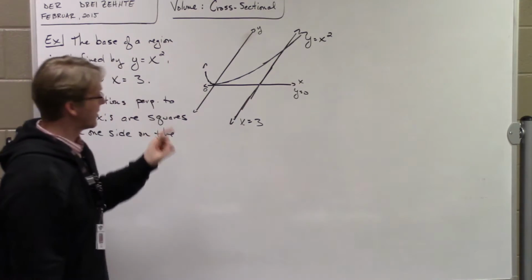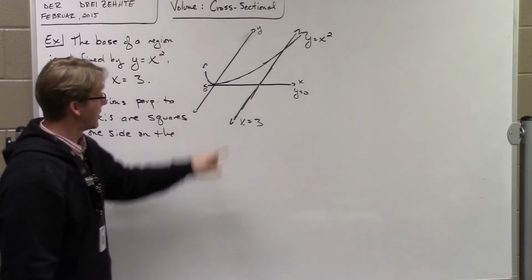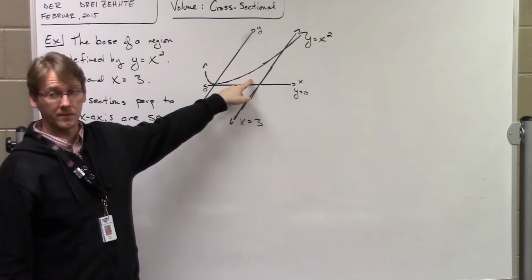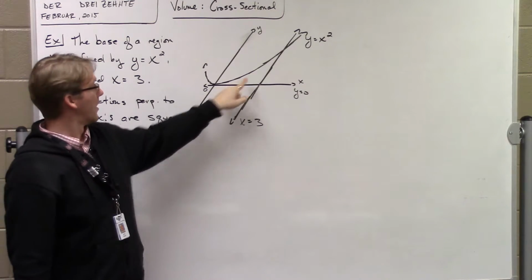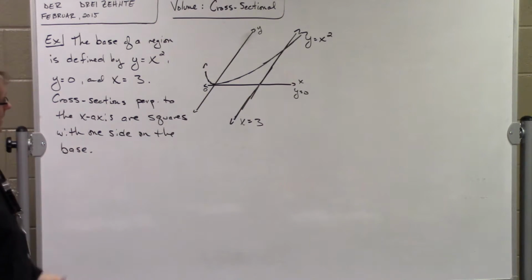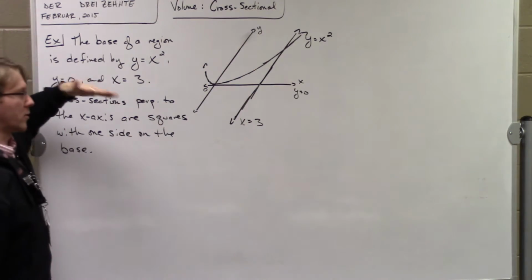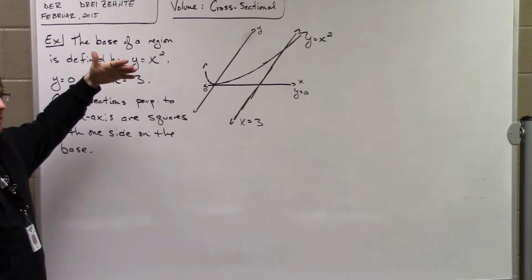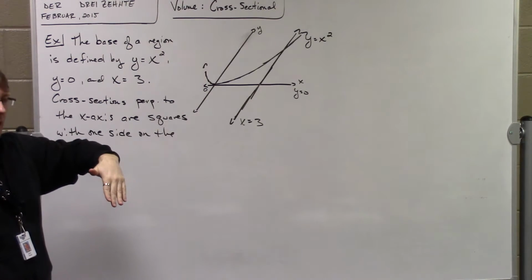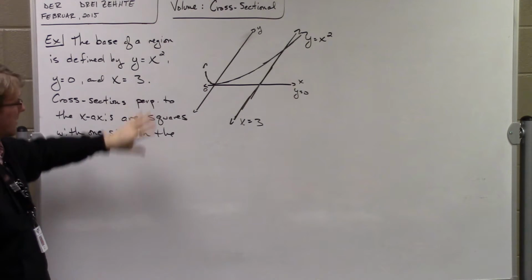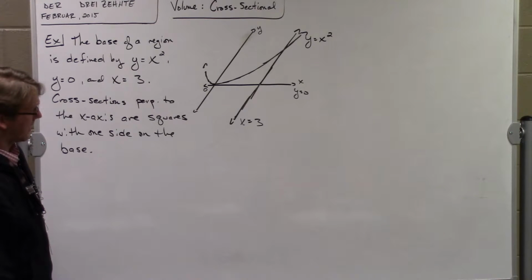So, the region that's going to serve as the foundation is right here. It says cross sections perpendicular to the x-axis, meaning this way. We could also do it perpendicular to the y-axis. That means we'll just have to switch everything to y values like we did a couple days ago. For today, I want to stick with x's until we get pretty good at it.